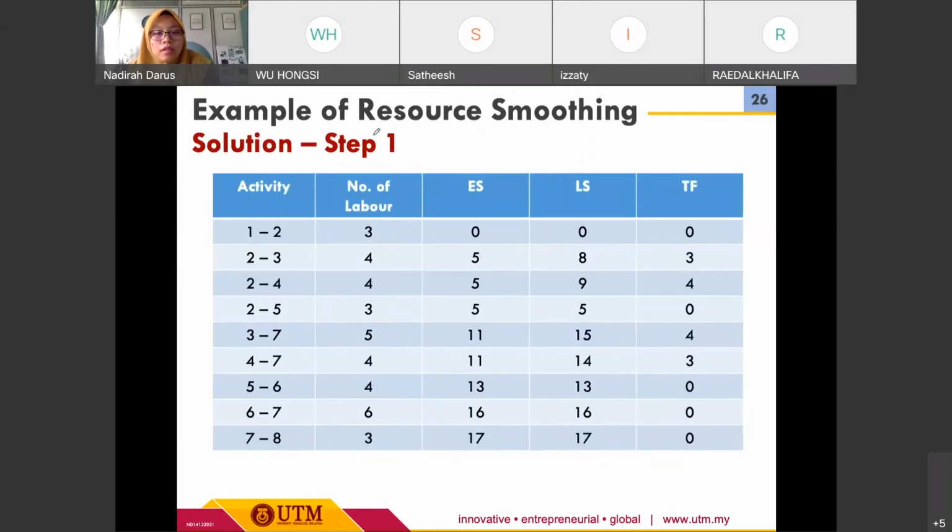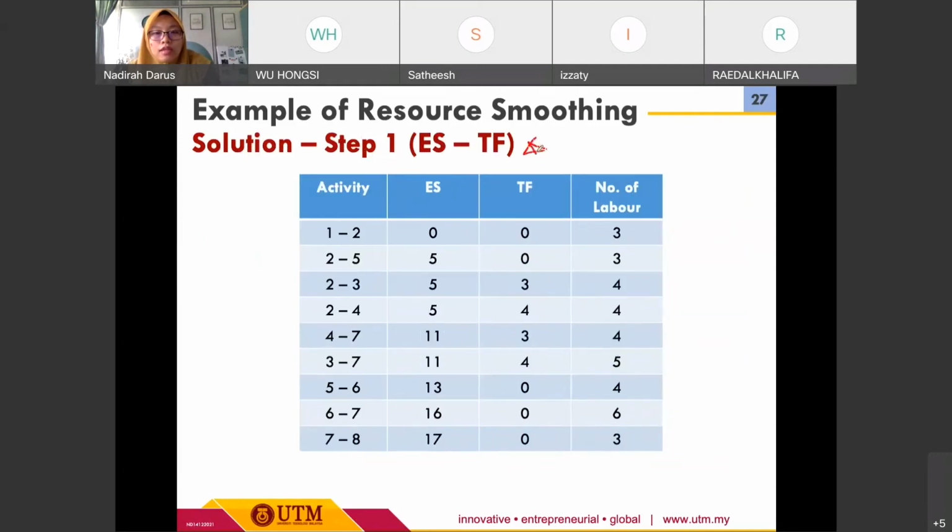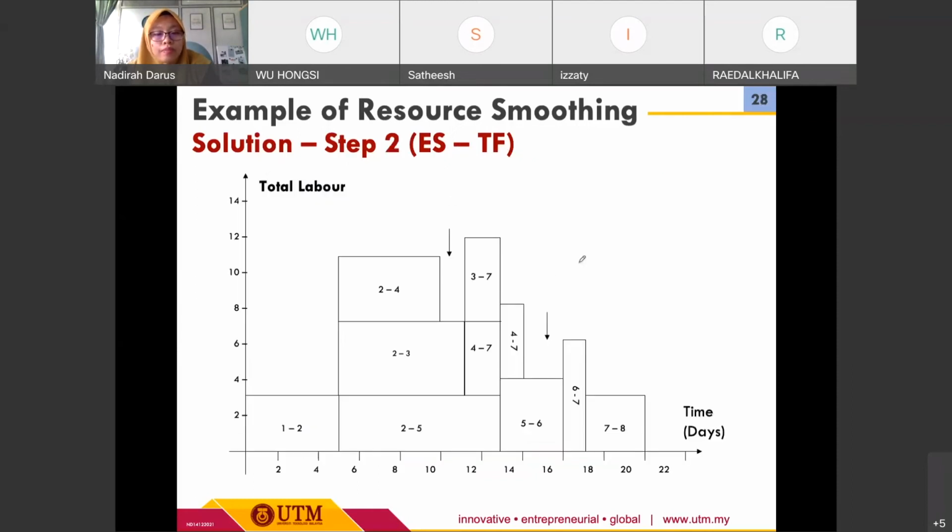And then we just focus on the first one, which is ES and TF. We have activity, ES, TF, and number of labor. Based on this simplified table for ES and TF, we draw the bar chart, or histogram, which we can call the resource histogram. This is the histogram for the first step, which considers the ES and TF. Here we have the total labor, which is the number of labor, and at the bottom we have the project duration.